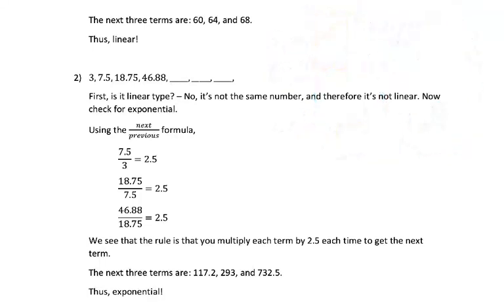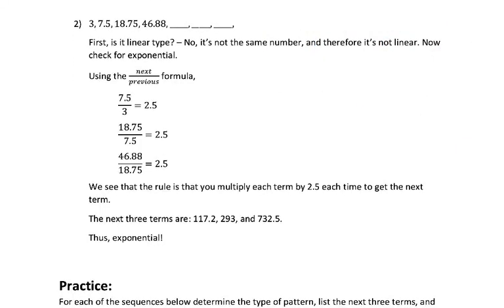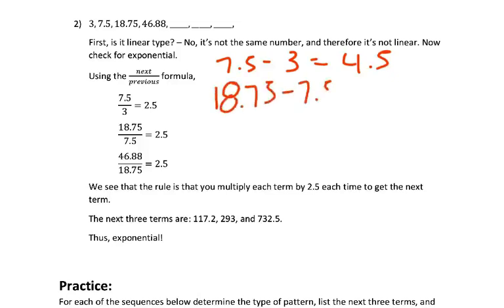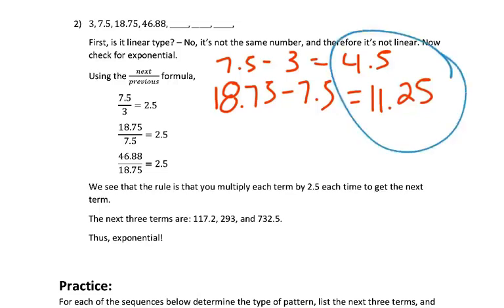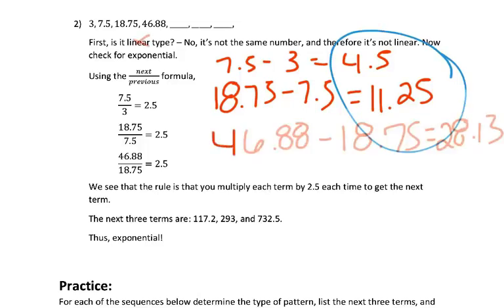All right, so now let's look at the next one. This is another example that's been worked out for you. It already tells us no, but let's just try. If we did 7.5 minus 3, we would get 4.5. Okay, then if we did 18.75 minus 7.5, we would get 11.25. Well, I can already tell you that this is not linear because these two numbers are not the same. We can keep going and check, and that's a good idea.